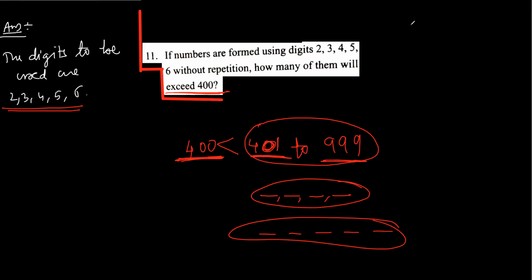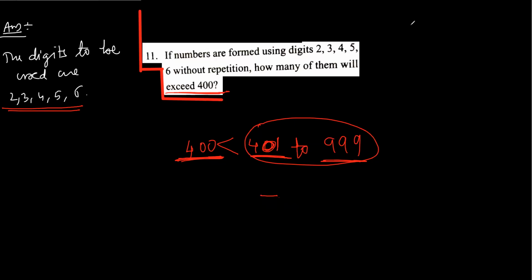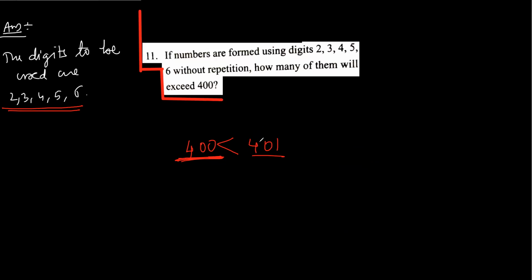So students, only for that three-digit number, you will have to be slightly careful. Why? Because a three-digit number which you are making has to be 401 to 999. If you are making a three-digit number, 345 will not do. Why? Because 345 is not exceeding 400. They are saying that how many numbers will exceed 400. So 345 is not that number. Okay, let's begin. So now we will start.